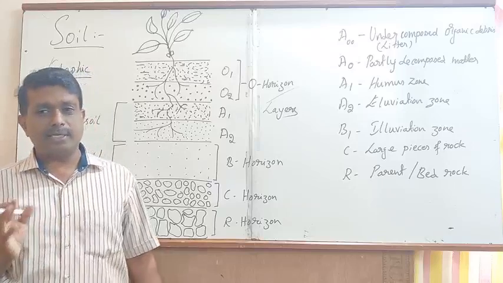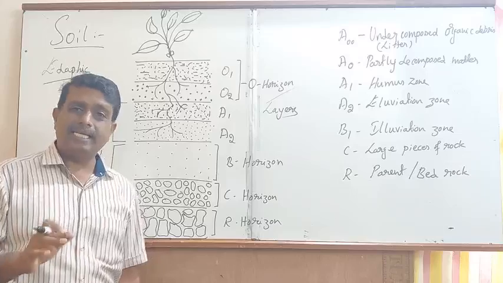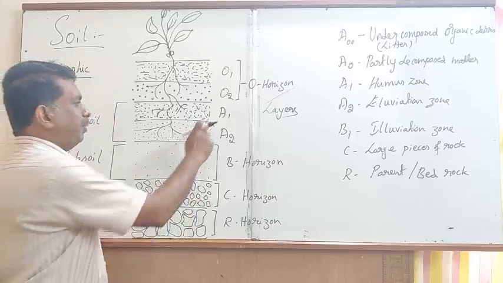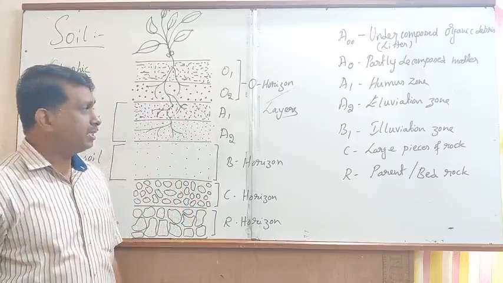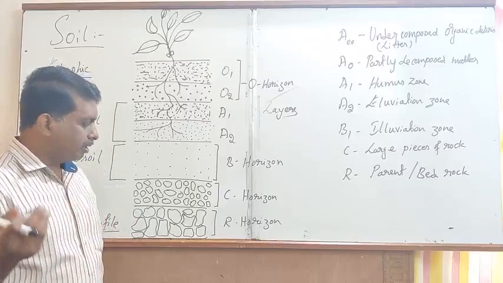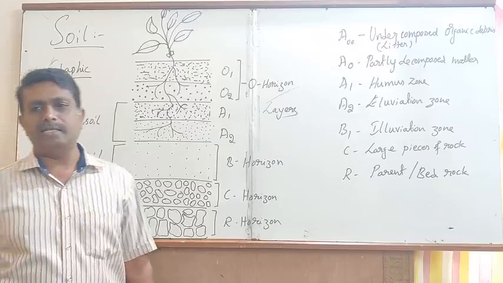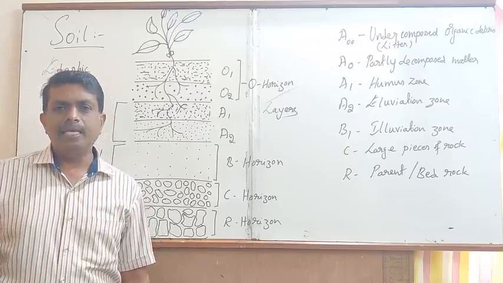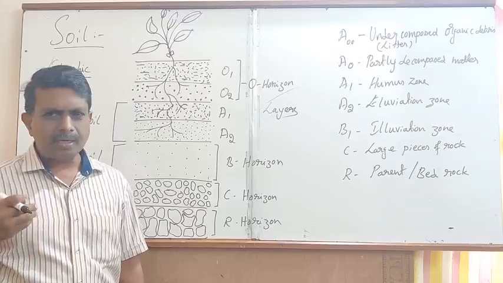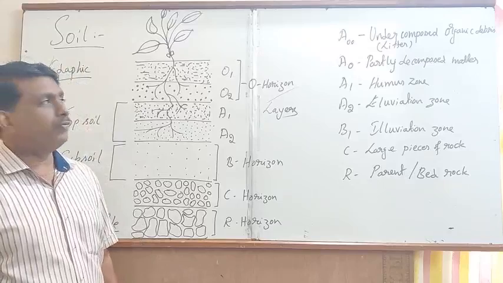The important horizons are namely the O horizon. O refers to the organic rich horizon. The next important one is the A horizon. The next is B. The next is C, and the last one is the R horizon. O, A, B, C, and R horizons are some of the important horizons normally found in the soil profile.